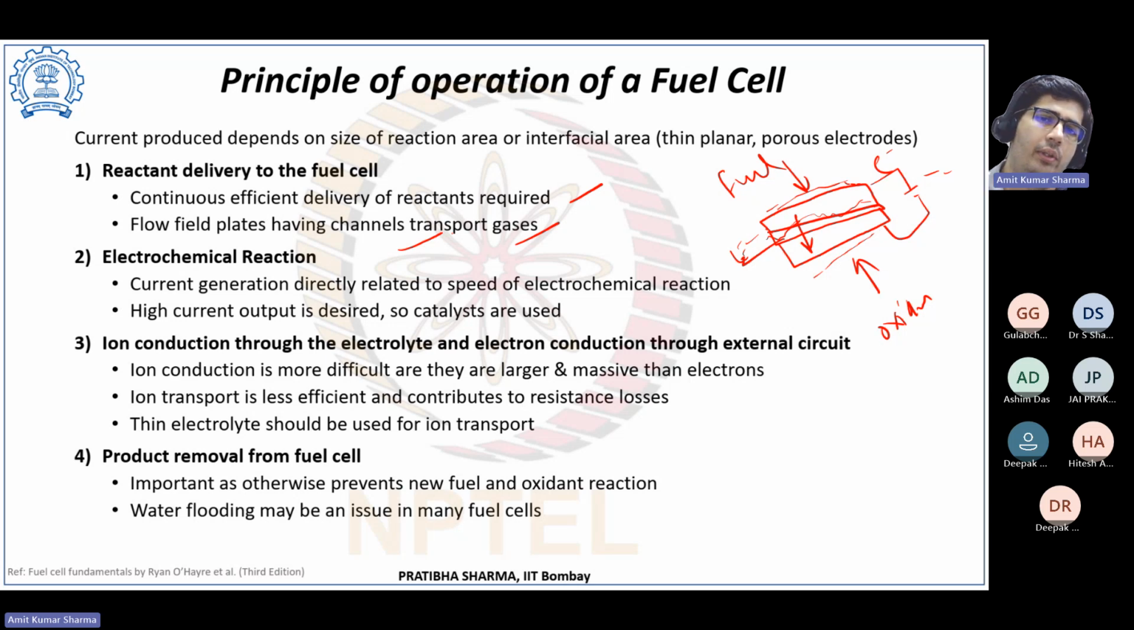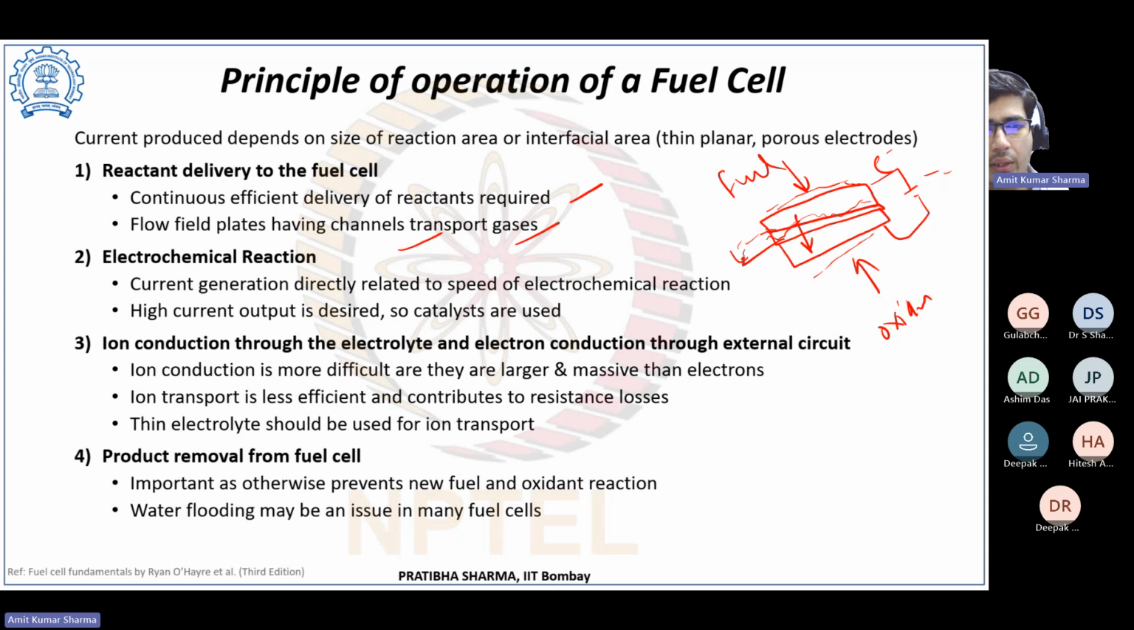If you increase the thickness of your electrolyte, that will increase the resistance to the ions, and that will decrease the net reaction efficiency, so basically the produced current will decrease. So we want a thin electrolyte so that there are very few losses in the ion transport. Product removal from the fuel cell is important, as otherwise it prevents new fuel and oxidant reaction.